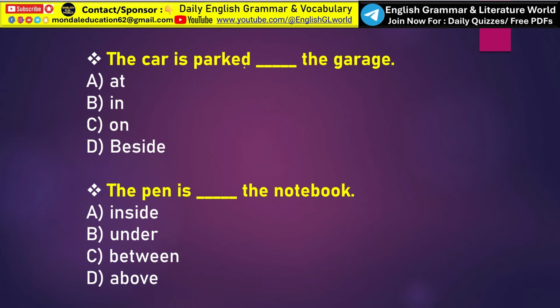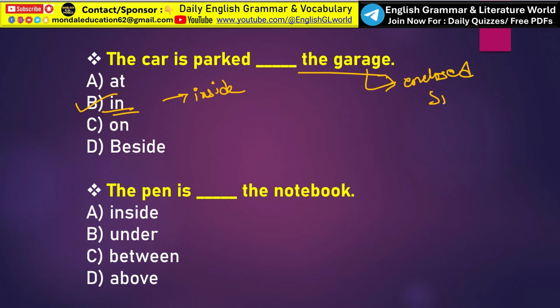Next, the car is parked dash the garage. So the correct answer is option B, that is in. In is used when something is inside an enclosed place. Here garage suggests an enclosed space. A garage is a covered, enclosed place where vehicles are kept. So the car is parked in the garage is the correct answer.